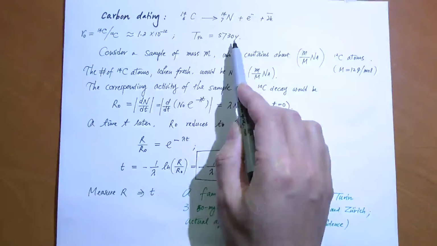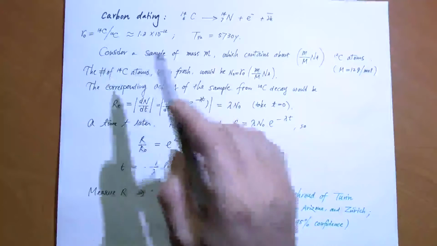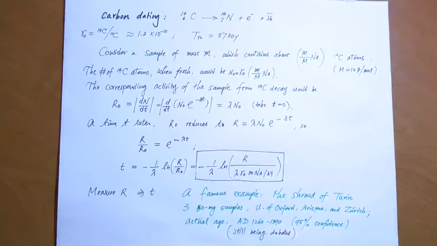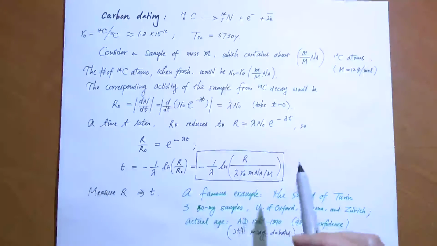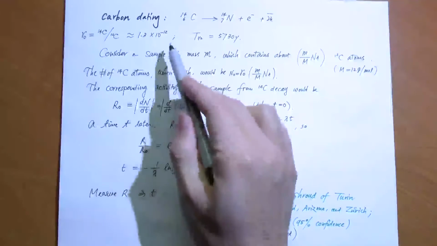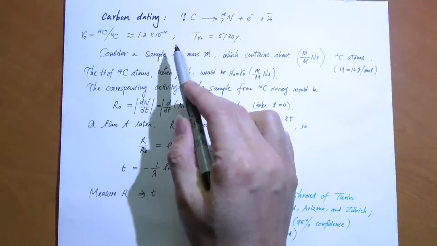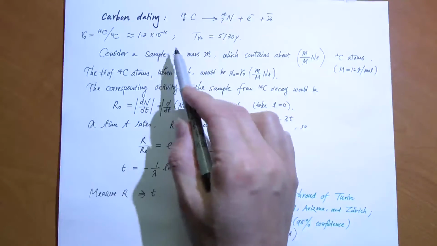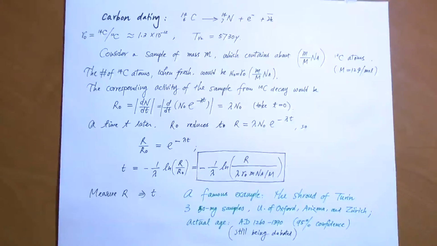Now, how do we take advantage of that? All living things, such as a plant, such as humans and animals, whatever, when we are alive, we breathe in the air, right? And the air has this much ratio of carbon-14 and carbon-12. So in our body, there is also a dynamical balance between carbon-14 and carbon-12. And here is the same ratio, because we exchange particles, we exchange materials with the air, therefore it has the same ratio of R0.